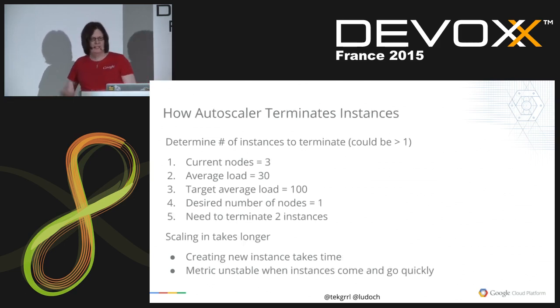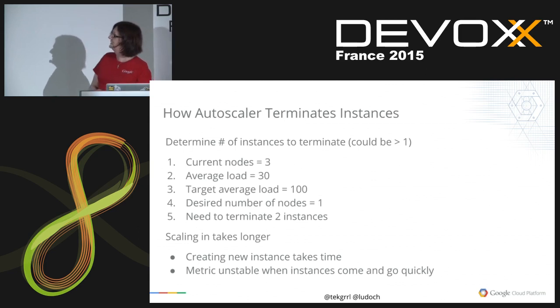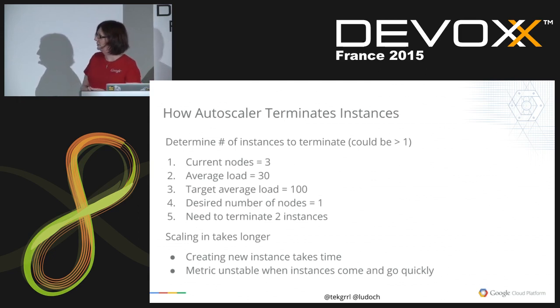And when we terminate instances, again, we've gone from a situation where we have 3 nodes, but the average load has now dropped to 30. The target average load is still 100. We only really need 1 node now, so we need to terminate 2 instances.